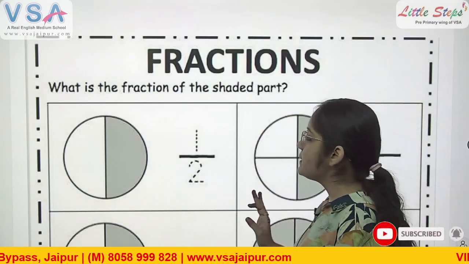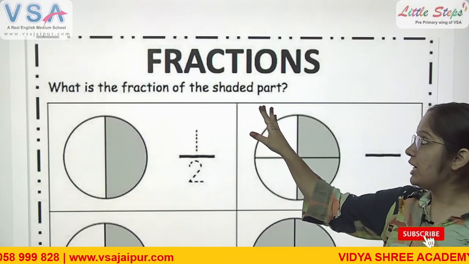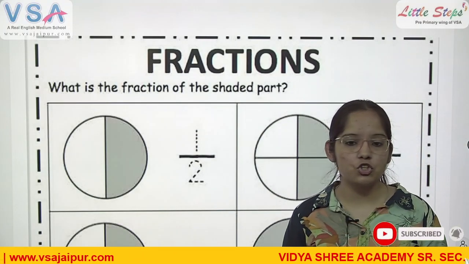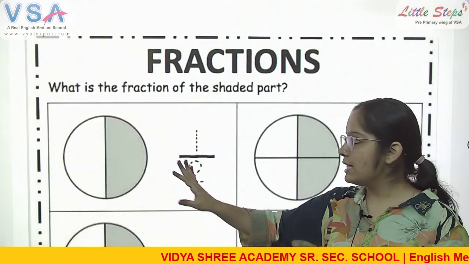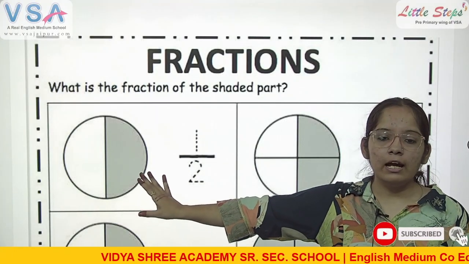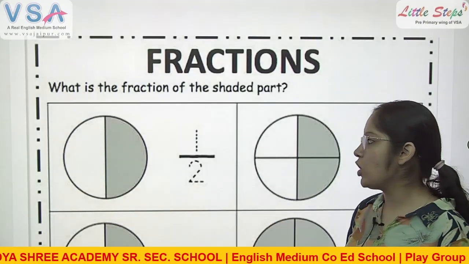Okay. Now see the next one. What is the fraction of the shaded parts? How many are shaded in this, son? 1. And total parts? 2. So 1 upon 2.